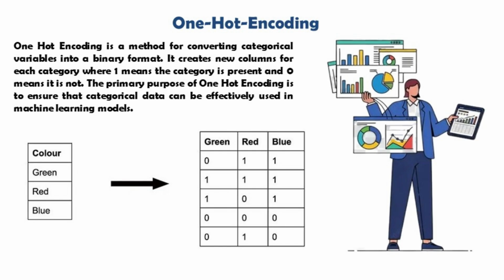The primary purpose of one-hot encoding is to ensure that categorical data can be effectively used in machine learning models.